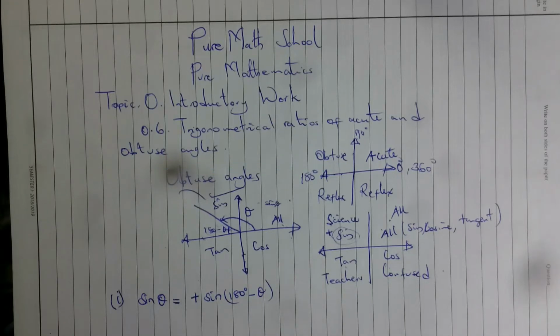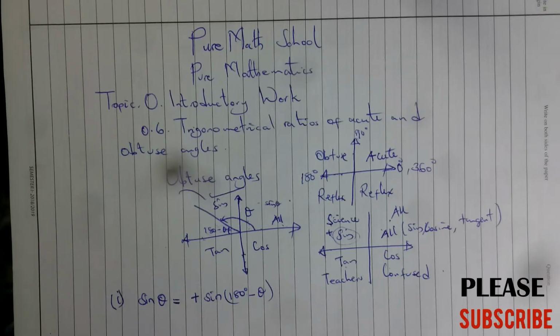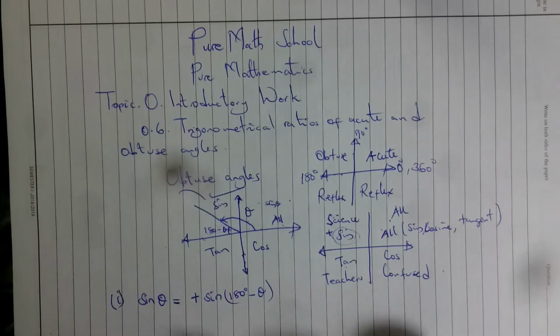Today we are still continuing with our sixth part of the introductory work, that's trigonometrical ratios of acute and obtuse angles. In the previous video, we looked at the acute angles specifically, that's 0 degrees, 30 degrees, 45, 60, and 90 degrees. And if you remember very well in our previous video, sine of an angle was actually the cos of the complementary angle, or the cos of its complement. Complementary angles add up to 90 degrees, so if the angle is theta, the complement is going to be 90 minus theta.